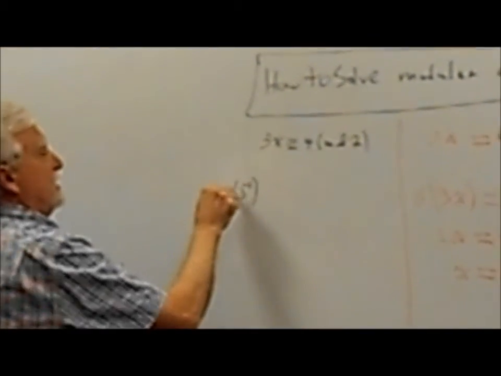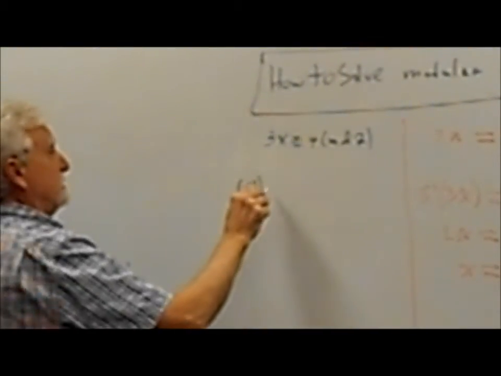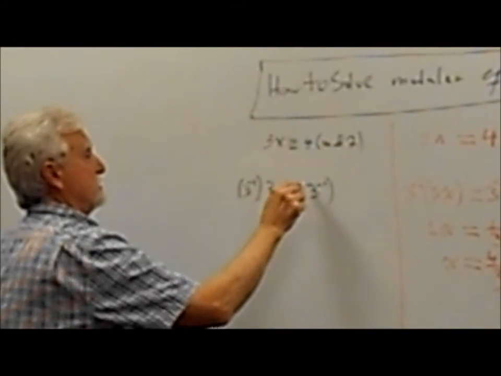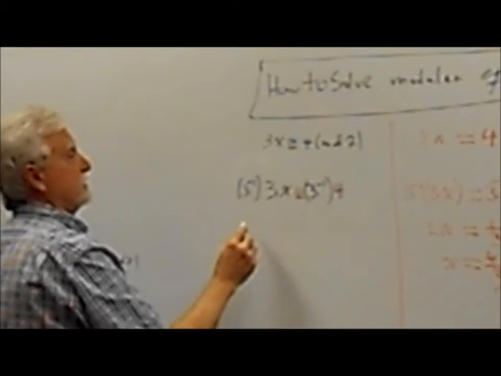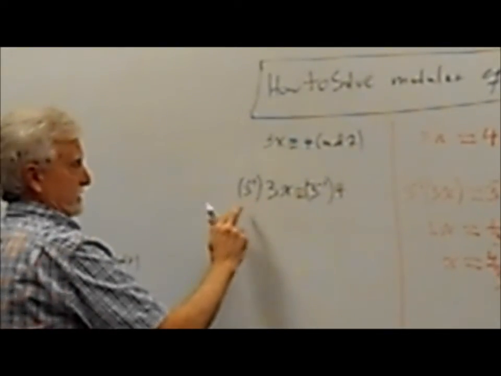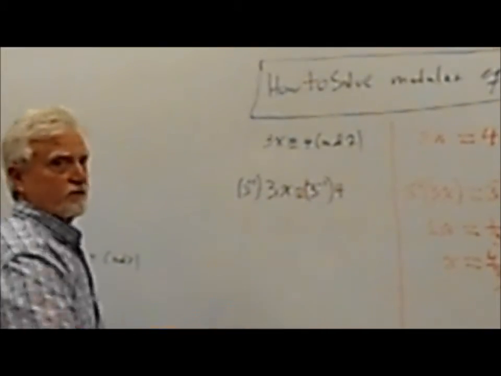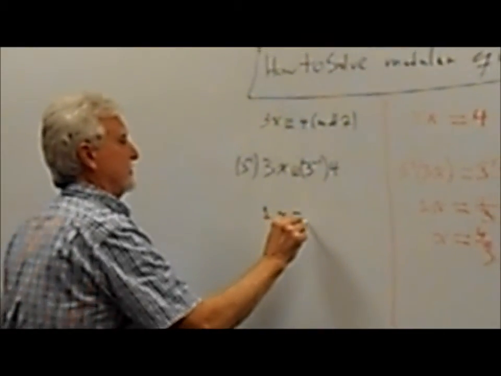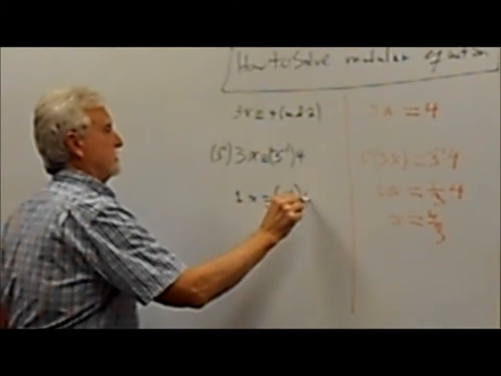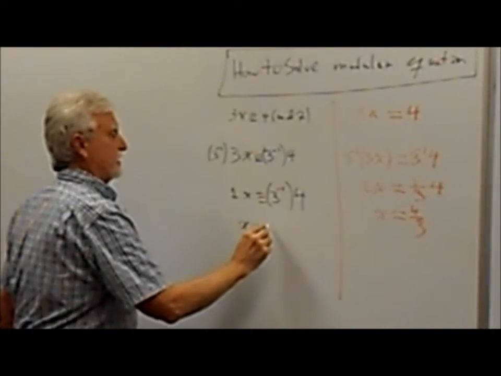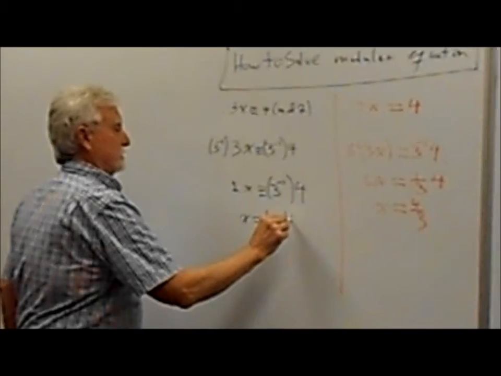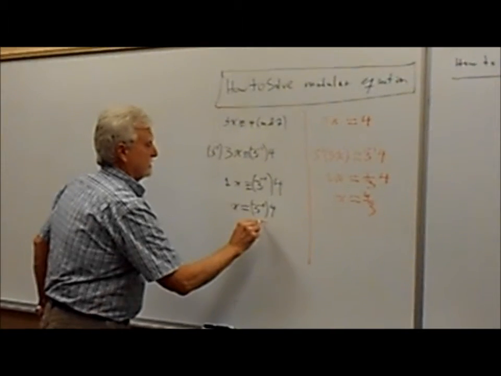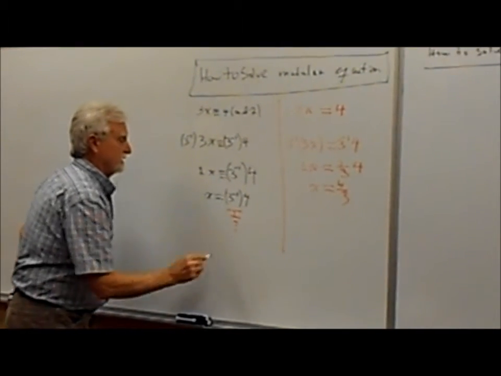So we can do 3 to the minus 1, interpreting that as mod 7, times 3 times x is congruent to 3 to the minus 1 times 4 mod 7. The multiplicative inverse of 3 times 3, of course, will be 1. So that's 1x is congruent to the multiplicative inverse times 4. So we just have a calculated solution, except the fact that we need to know what the multiplicative inverse of 3 is.